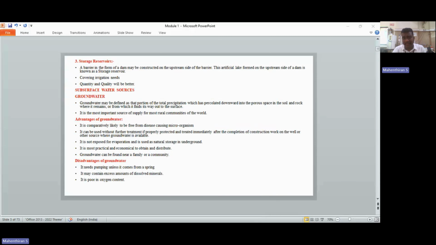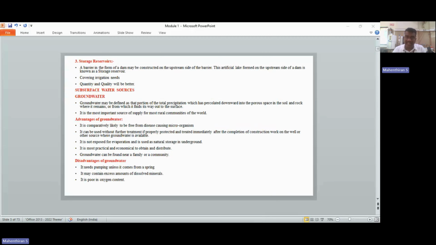Next, it can be used without extensive treatment. If groundwater is properly protected and extracted, it can often be used with minimal treatment, unlike surface water which requires extensive purification. This makes it a cost-effective option, especially in rural areas.